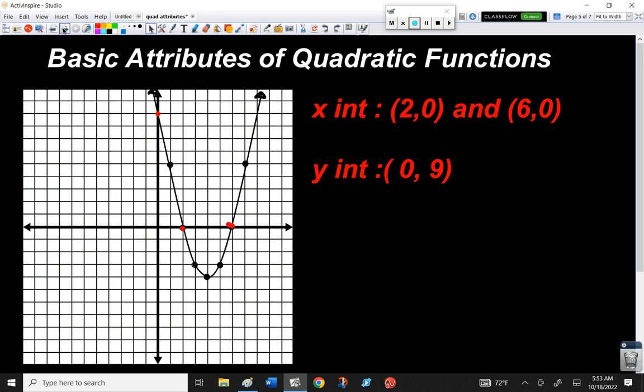The x-intercepts. The x-intercepts for a quadratic are right here where it crosses the x-axis at (2, 0) and (6, 0). The y-intercept is right up here at (0, 9). It's important that we write these intercepts as points. There are other ways to write them, but right now we want to write them as points. Okay, a location on the graph.